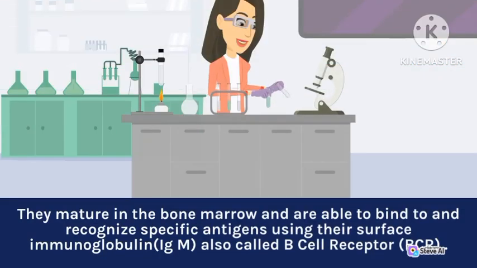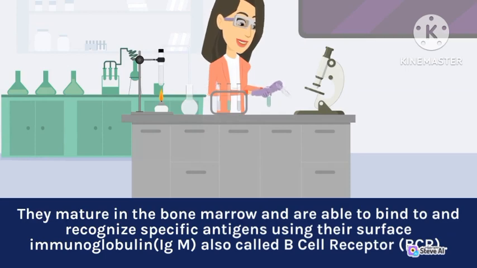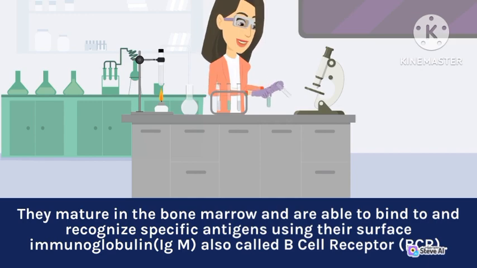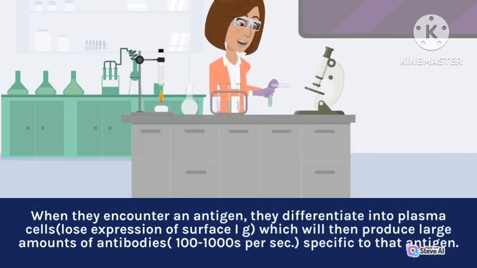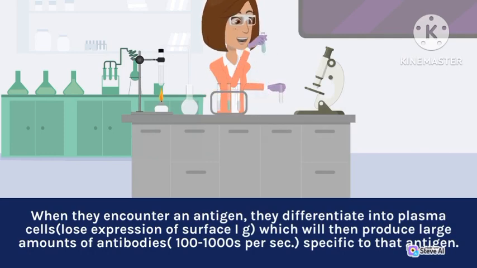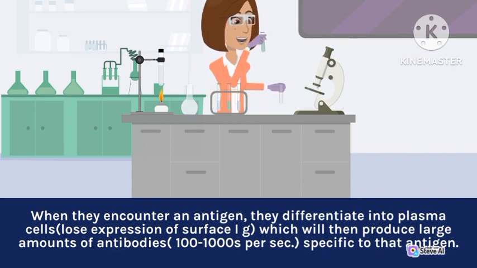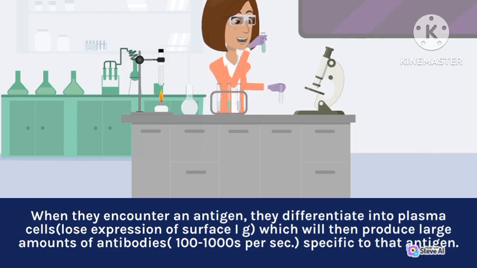They mature in the bone marrow and are able to bind to and recognize specific antigens using their surface immunoglobulin IgM, also called B cell receptor, BCR. When they encounter an antigen, they differentiate into plasma cells, lose expression of surface Ig, and then produce large amounts of antibodies, 10,000 per second, specific to that antigen.